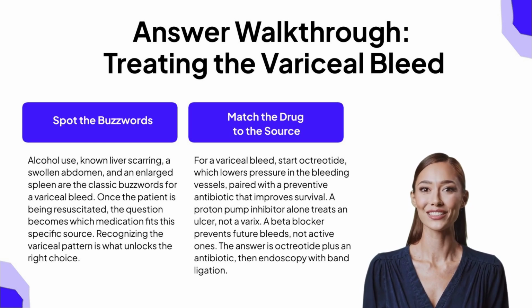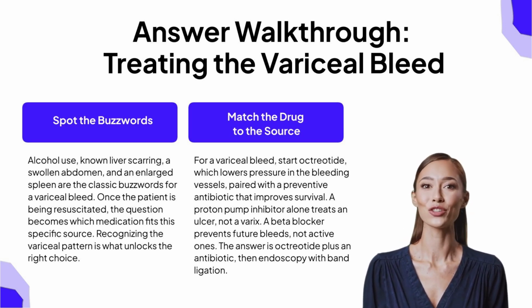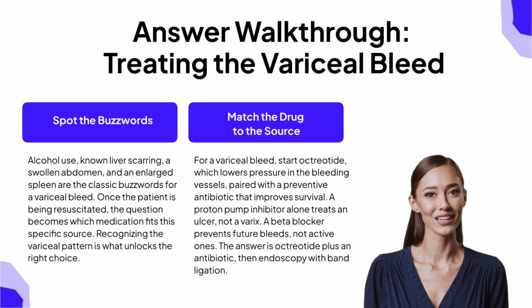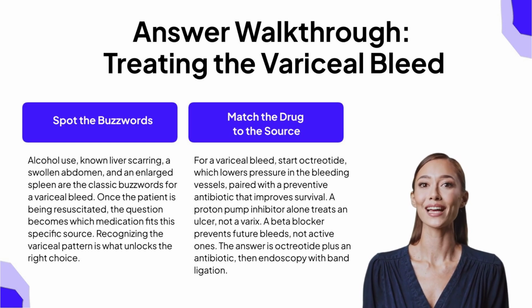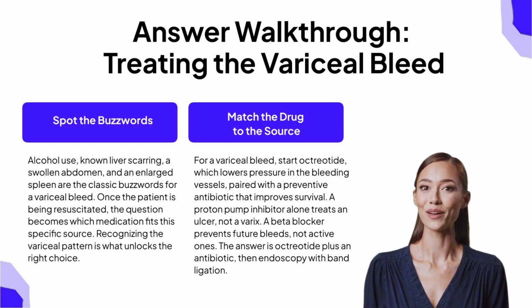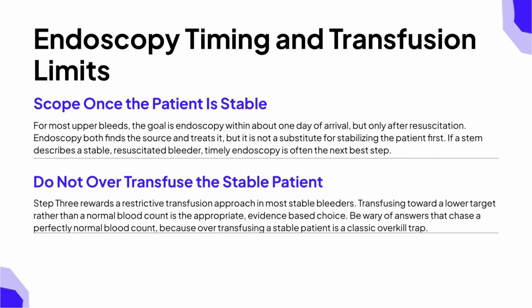Now eliminate the rest. A proton pump inhibitor alone treats an ulcer, not a varix, so it does not fit this source. A beta blocker is used to prevent future bleeds once things are stable, not to stop an active one. And giving no medication while waiting for endoscopy abandons a treatment that works. So the answer is octreotide plus an antibiotic, and the next definitive step after that is urgent endoscopy with band ligation. Let us talk about endoscopy timing and transfusion limits, because both are favorite testing points.